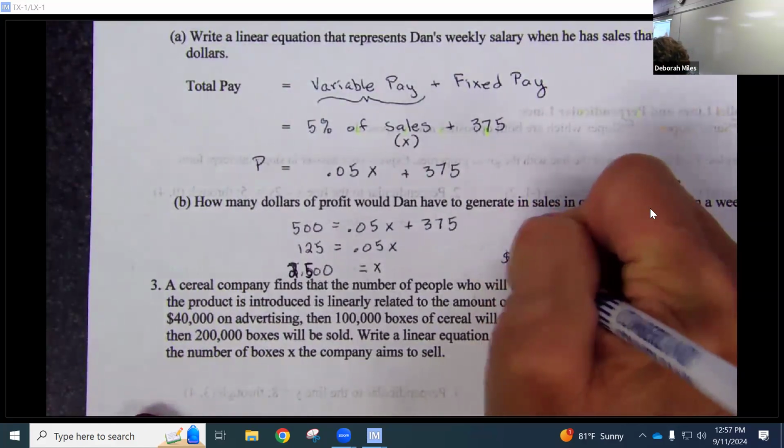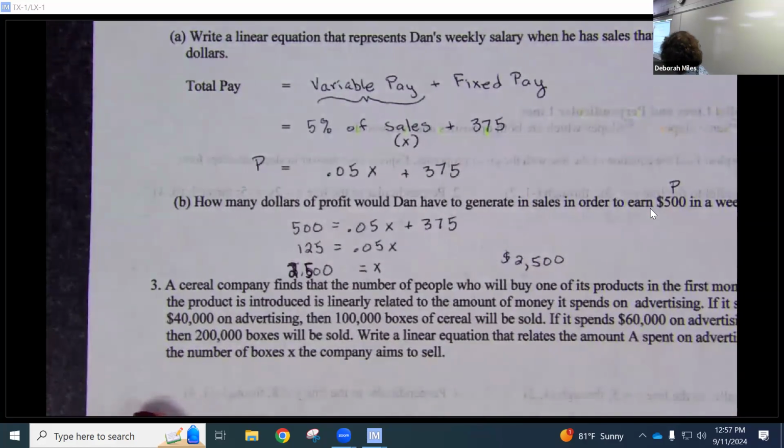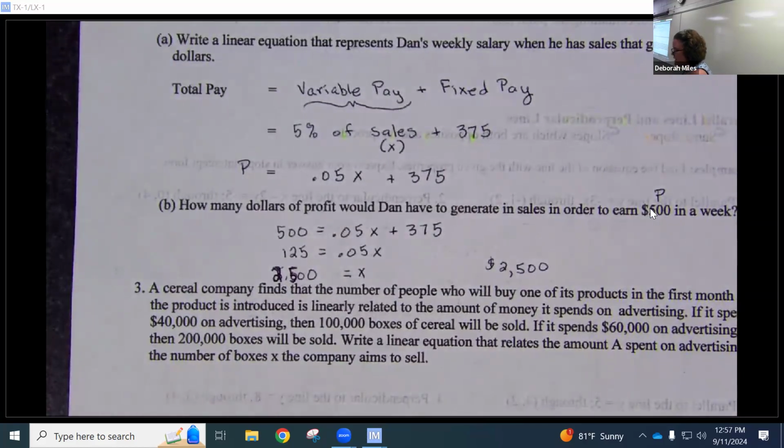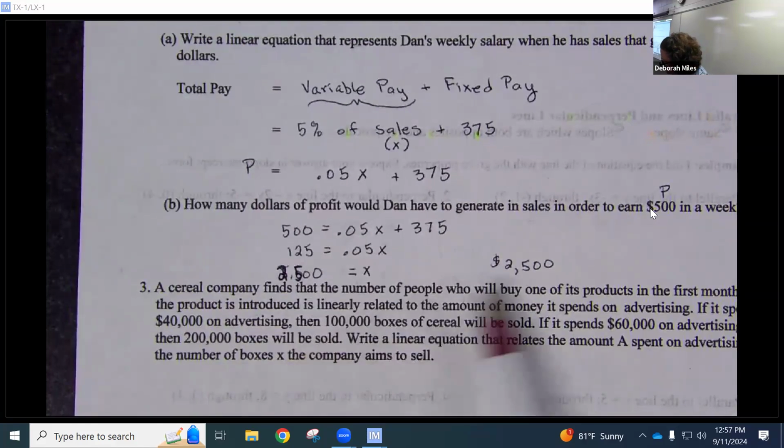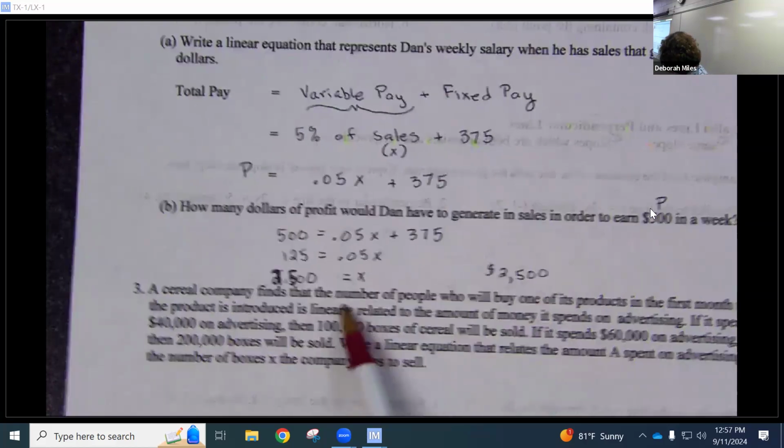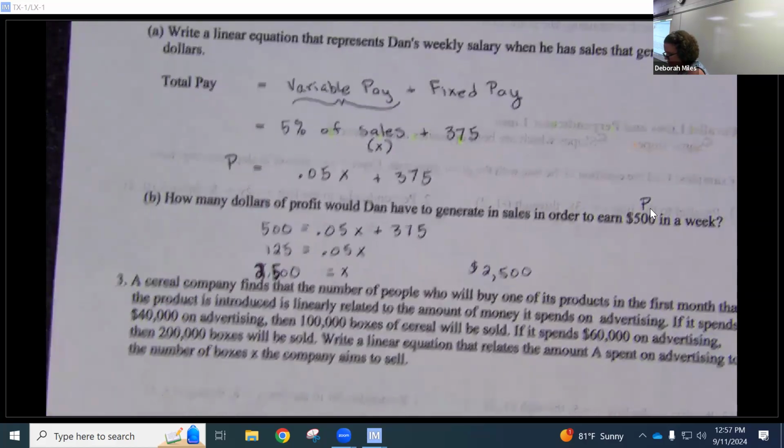He needs to sell $2,500 worth of cars, and we're gonna pay $500. Cheap car, cheap take home pay. I think he could live on that 500.